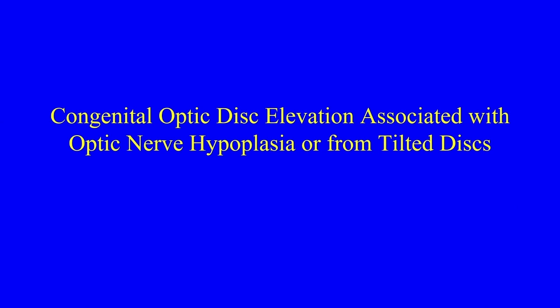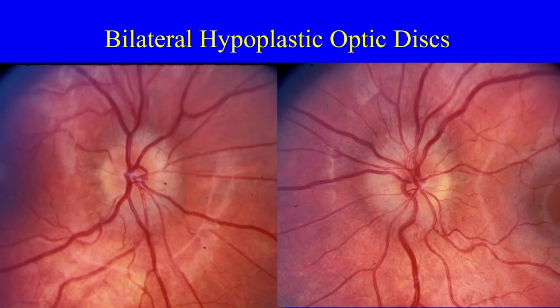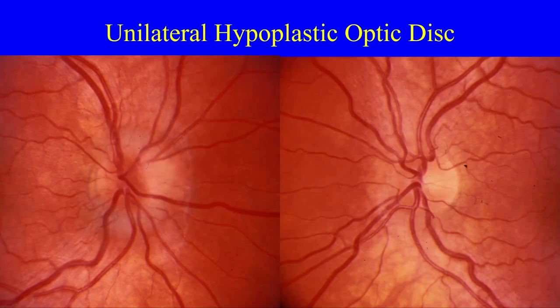Finally, I'll just mention that optic disc elevation that is congenital can be associated with both optic hypoplasia and tilted discs. Here's a patient with bilateral hypoplastic optic discs. You can see the small disc with the surrounding abnormality. And on the other side as well, the one disc obviously much more elevated than the other, but simple congenital. Here's a unilateral hypoplastic disc that was mistaken for unilateral papilledema.